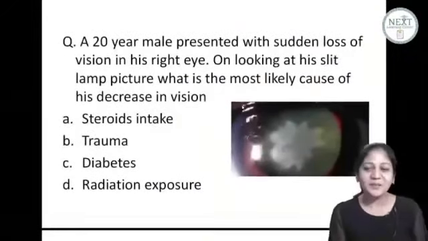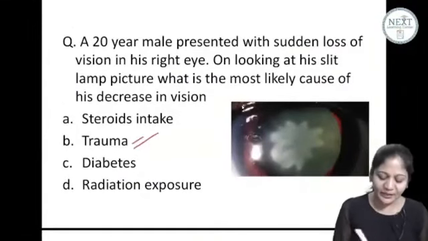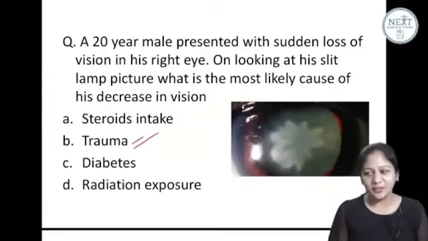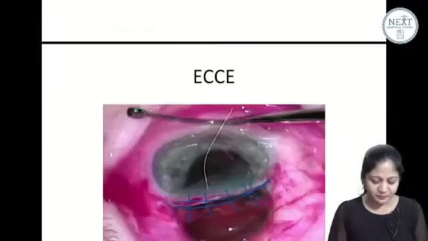Okay, tell me this. You see, it's a traumatic cataract. It's a rosette shaped cataract. Okay? Very simple it is. Let's move on.